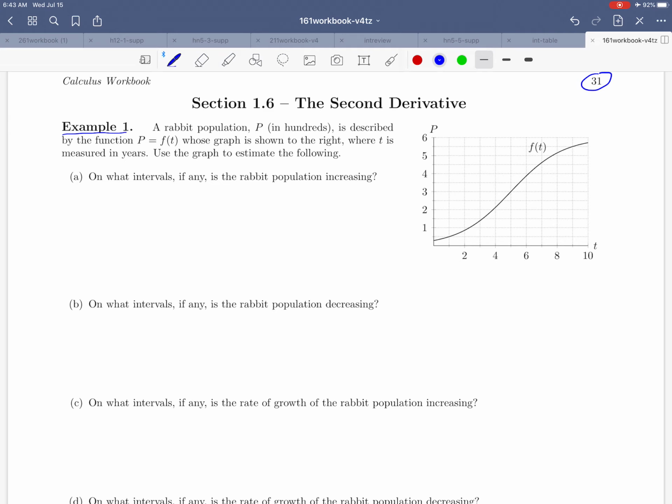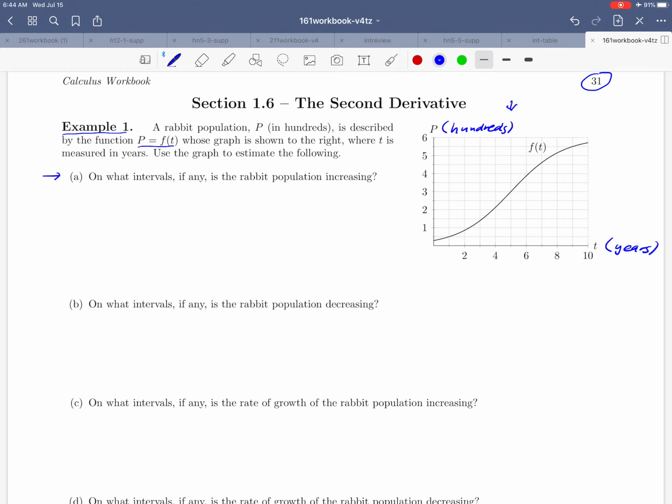They're giving us a rabbit population P in hundreds of rabbits, described by the function P equals f of t, and they give us a graph of that function over here to the right, where t is measured in years. We'd like to do some estimates based on that graph. Let's start by looking at the units on our axes. On the horizontal axis we've got t, measured in years, and population P is in hundreds of rabbits. I'll abbreviate that by writing hundreds here. All of these questions are going to be conceptual questions involving the behavior of this function.